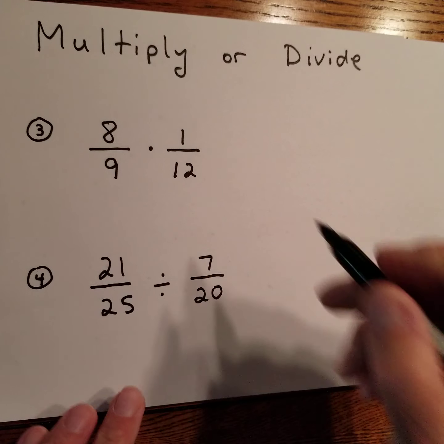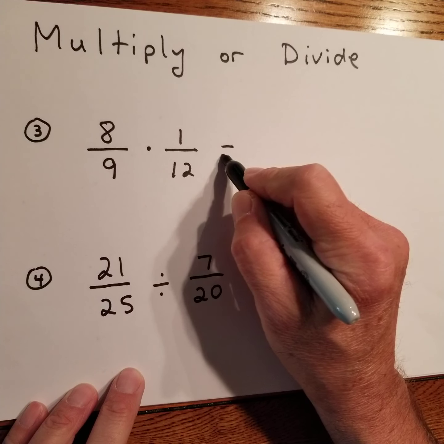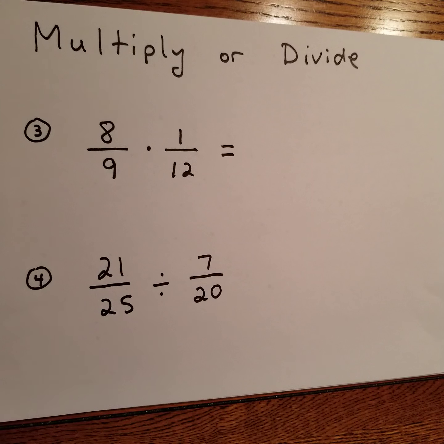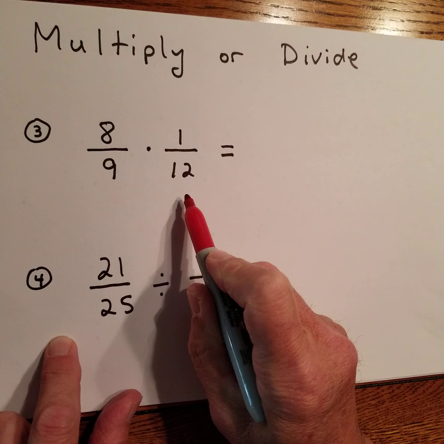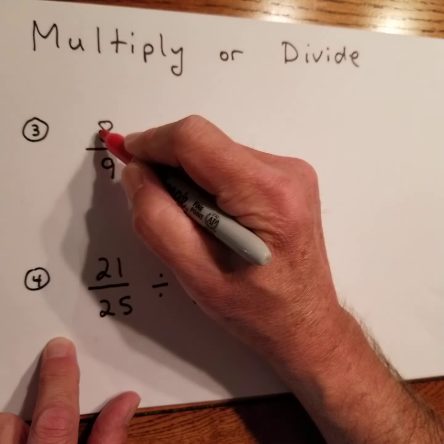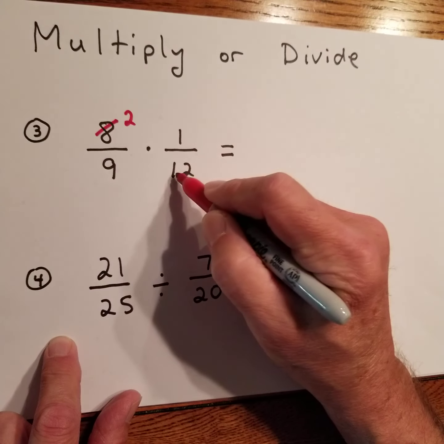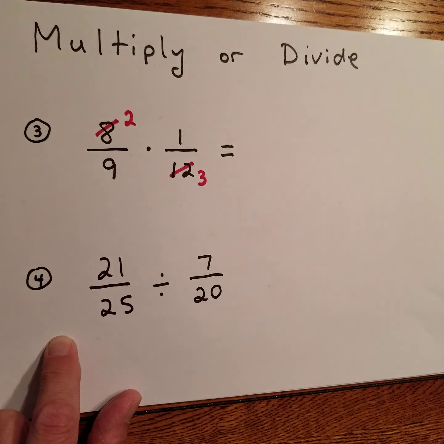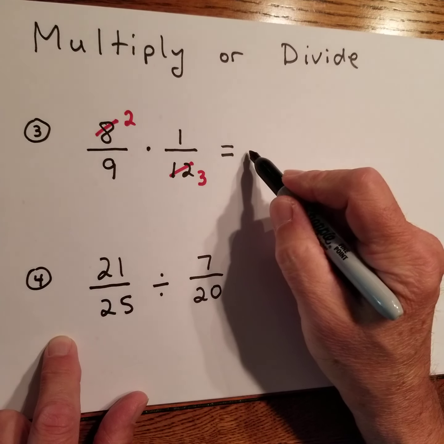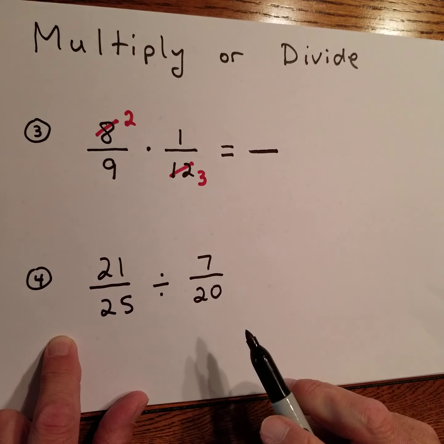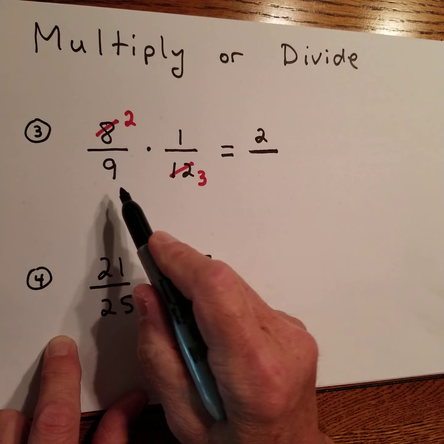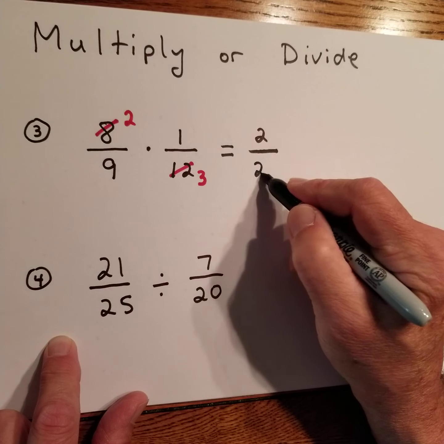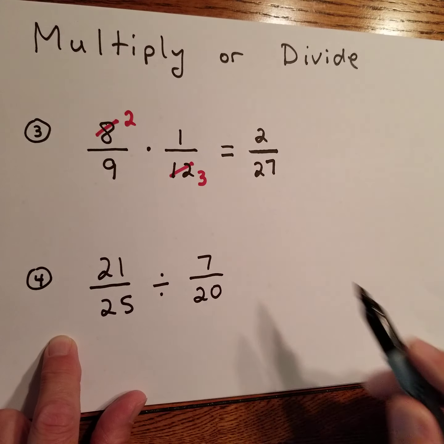When we multiply fractions, we like to do some reducing first. Look for any numerator and any denominator that can reduce. I'm looking at the 8 and the 12. Those are both divisible by 4. Divide by 4, divide by 4. If nothing else reduces, then we're ready to multiply. Multiply the numerators, 2 times 1. Multiply the denominators, 9 times 3. There's the best way to show your work for number 3.